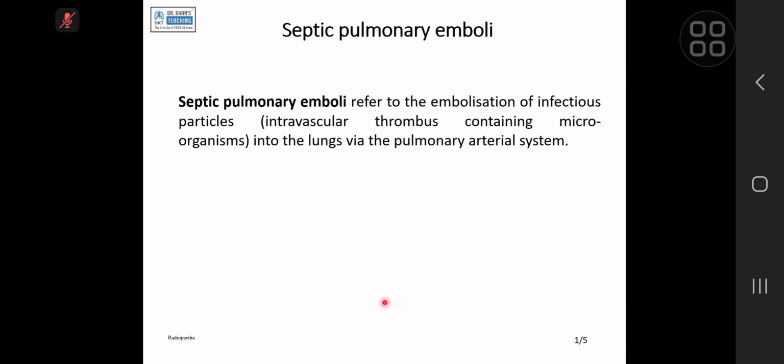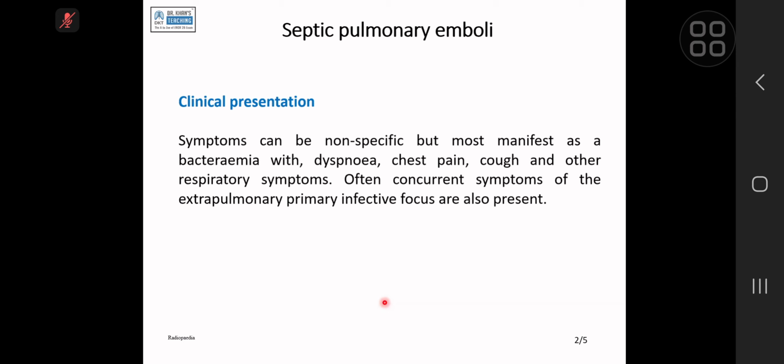What are septic pulmonary emboli? These refer to the embolization of infectious particles via the pulmonary arterial system. Clinically speaking, when a patient gets septic emboli, there will always be bacteremia at that point. So cultures, etc., will come out as positive.